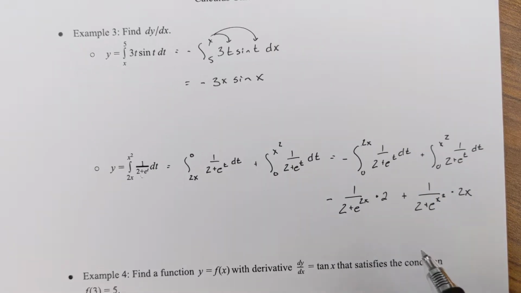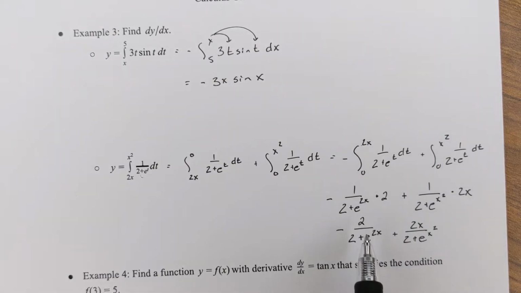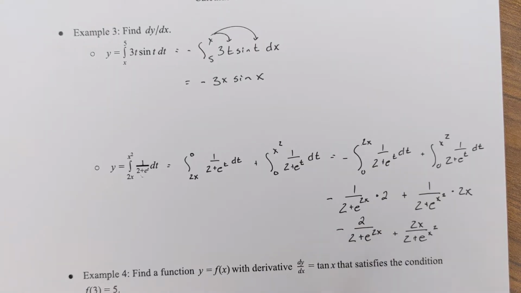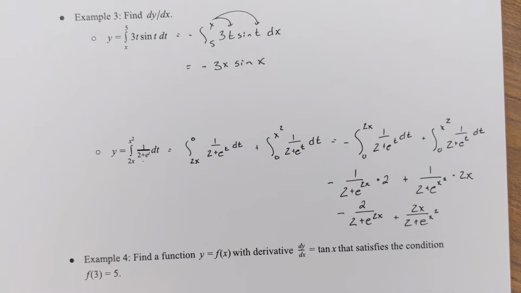of the x squared. So cleaning this up, negative 2 over 2 plus e to the 2x, plus 2x over 2 plus e to the x squared. Now, this 2 and this 2 and that 2 and that 2, they can't cancel because I don't have a 2 in front of the e. But that would be my answer.